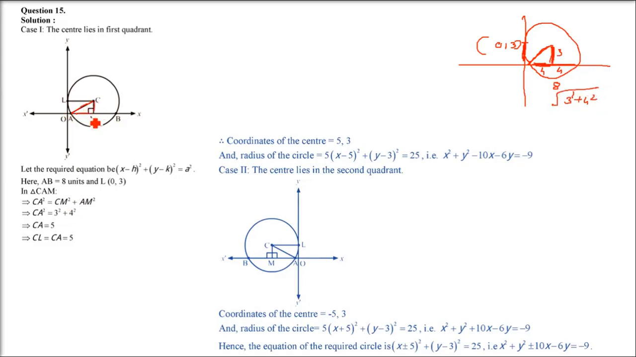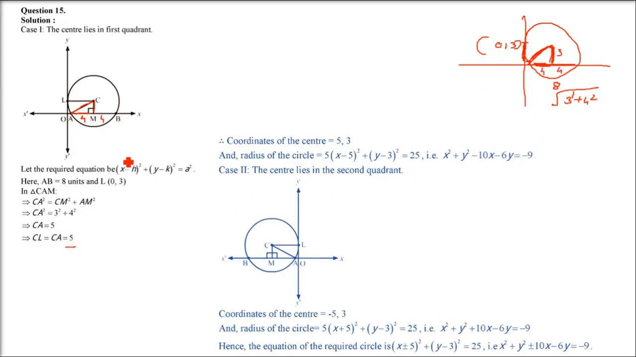So this AC or CL, whatever you take, it's the radius only. In this figure, CA or CL, everything is radius. So if we find out AC, CL will also be found out. So we have radius as 5. So what will be the center? The distance from the y-axis, the radius is 5, that is the x. X is 5.